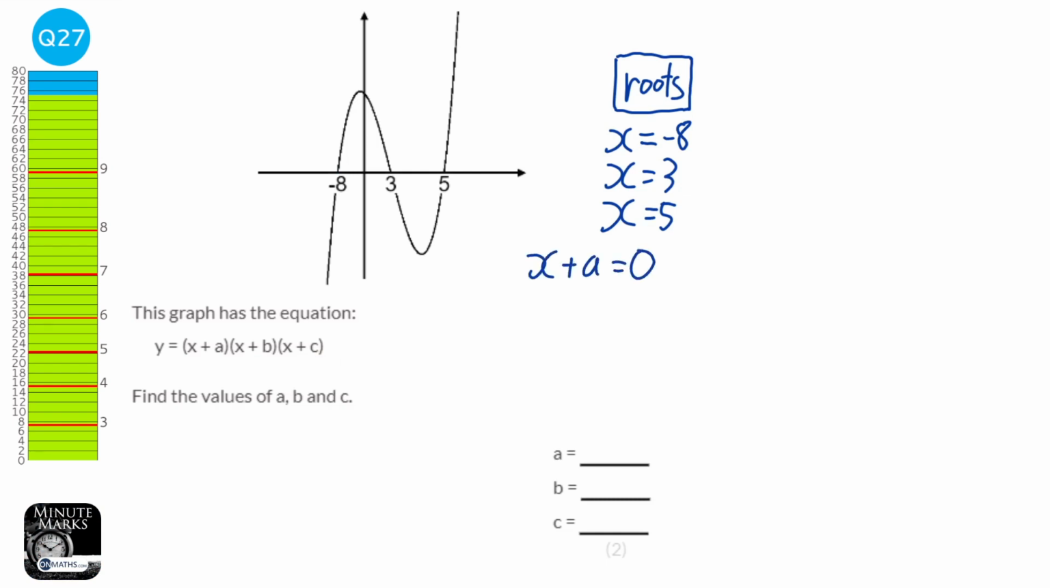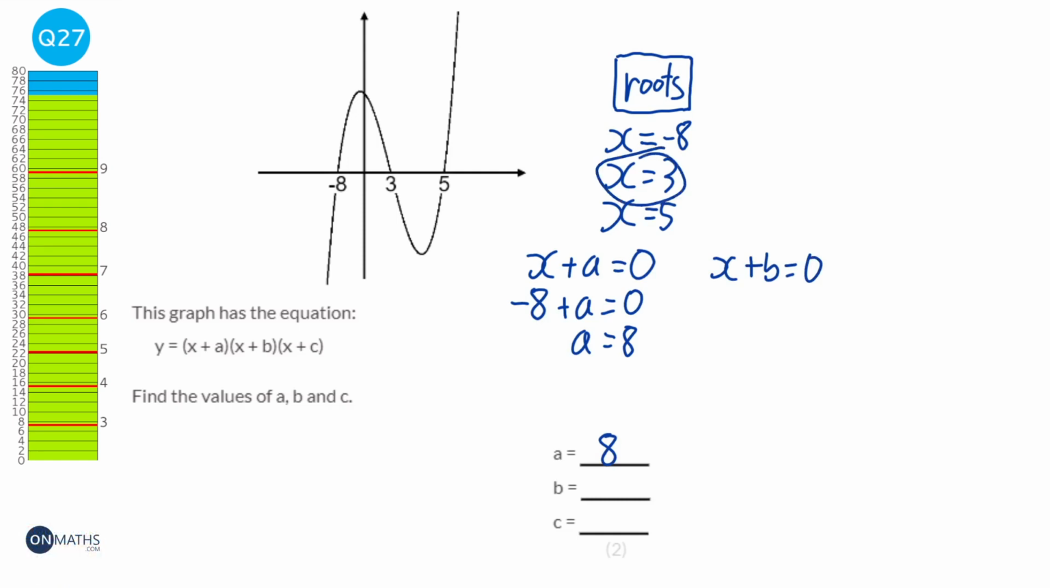So we're going to put in the first root in there. We're going to say -8 plus a equals 0. Add 8 both sides. A must equal 8. So if a equals 8, then the whole thing will equal 0. That's the first root done. Going to do the same with the next one. X plus b equals 0. And this time the root is 3, so it's going to be 3 plus b equals 0. Take away 3 both sides, and you get b is -3.